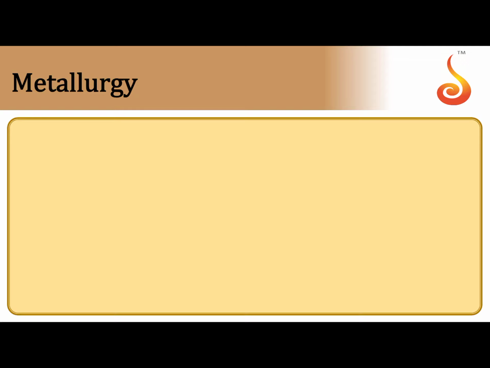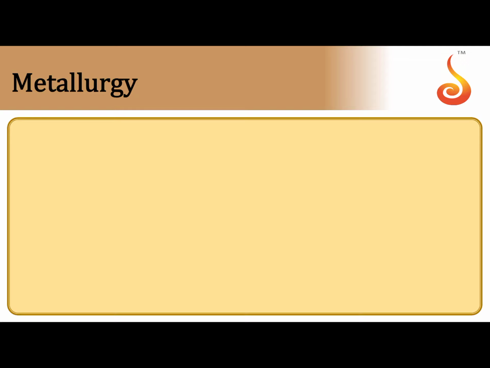So coming to the next topic, metallurgy. Metallurgy is the branch of science in which we learn about the extraction of metals from minerals. Generally, metals do not exist in their native state; they exist in a combined state. For example, sodium, being highly reactive, cannot exist as the element sodium. It exists as sodium chloride, rock salt. So rock salt is the mineral of sodium.